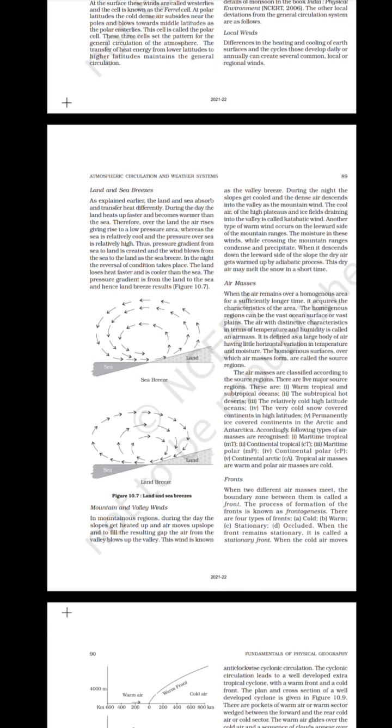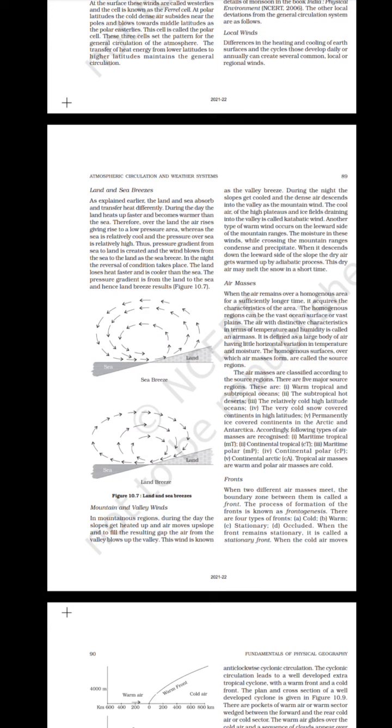Air masses. When the air remains over a homogeneous area for a sufficiently longer time, it acquires the characteristics of the area. The homogeneous regions can be the vast ocean surface or vast plains. The air with the distinctive characteristics in terms of temperature and humidity is called an air mass.